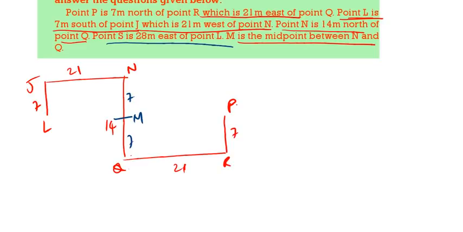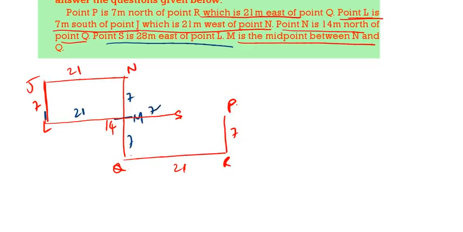S is 28 meters to the east of L. So this is L. To the east of L, 28 meters. Here we will get one point, that is S. So this will be 21. This will be 7. 21 plus 7, 28. So this is the correct arrangement.